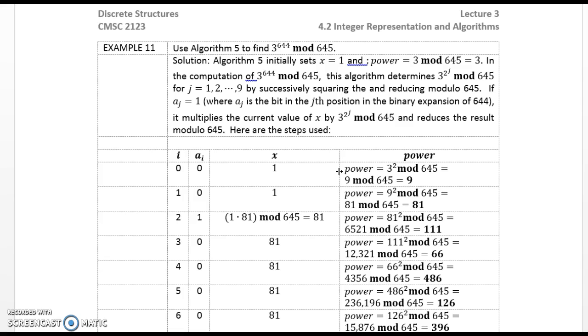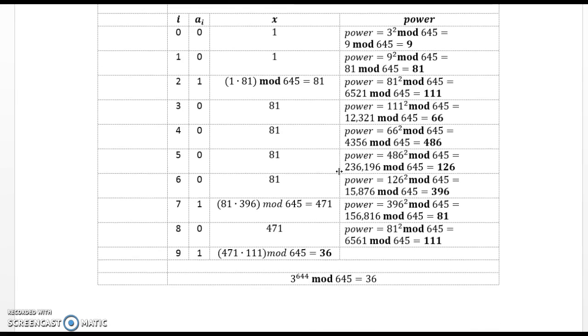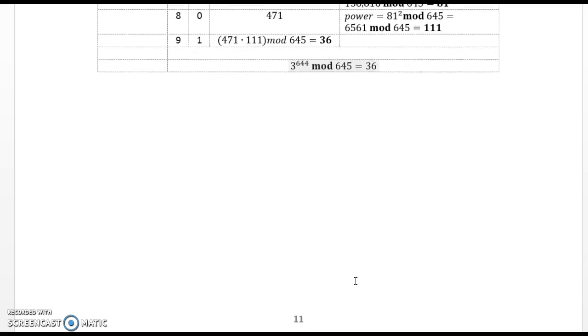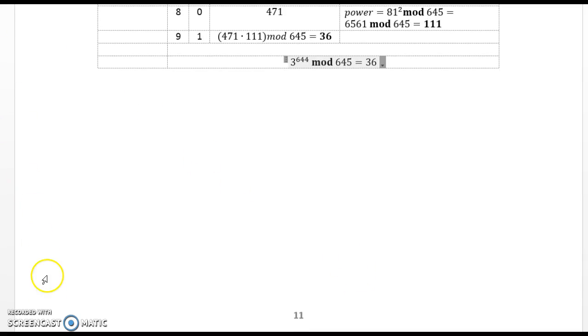So example 11 is an illustration of how you can take 3 to the 644 power mod 645 and find it. And so our answer is 36. And that concludes our lecture.